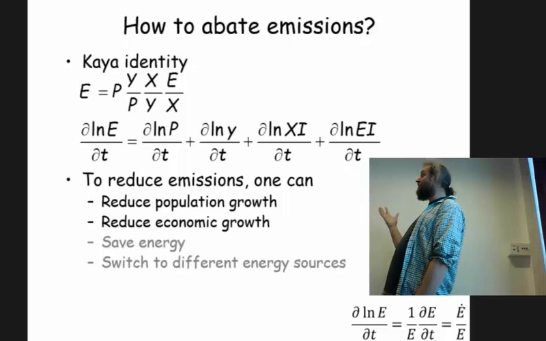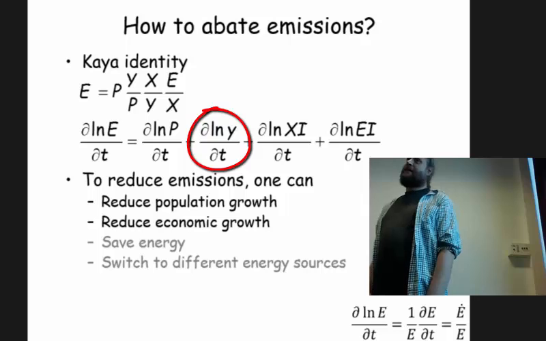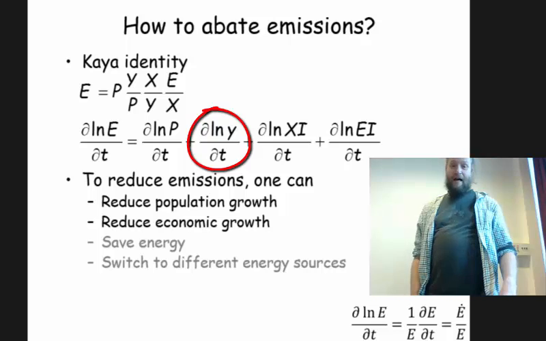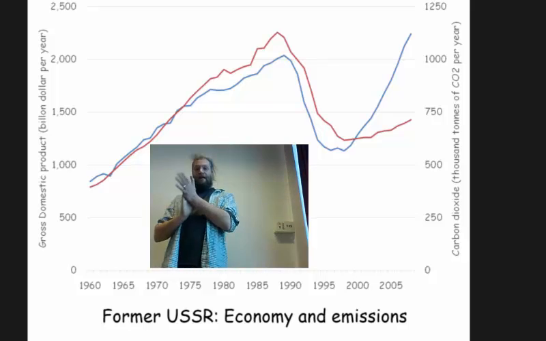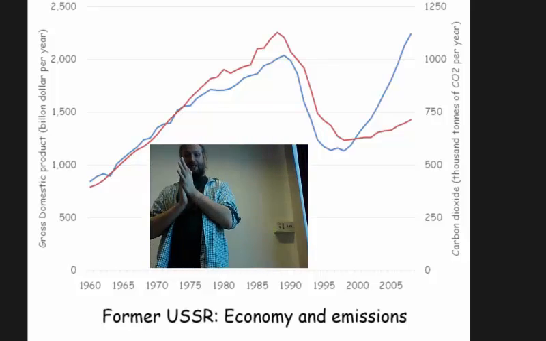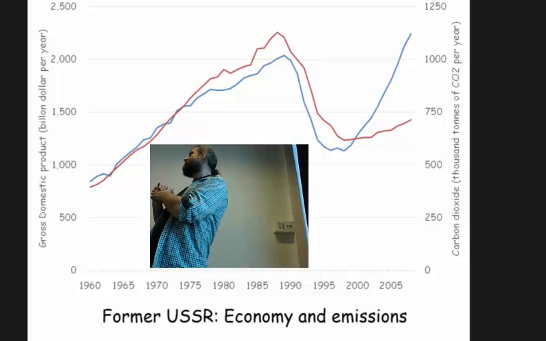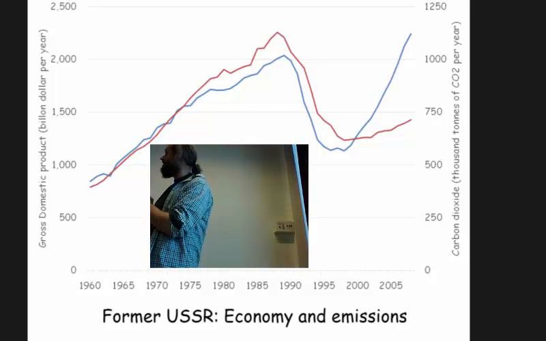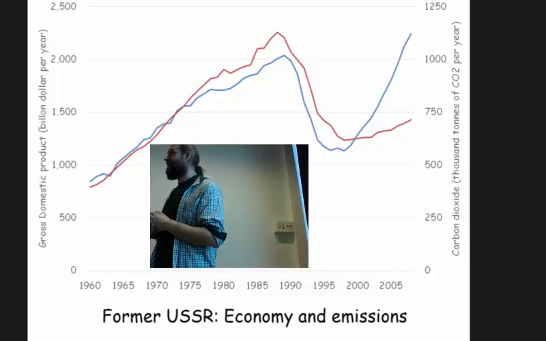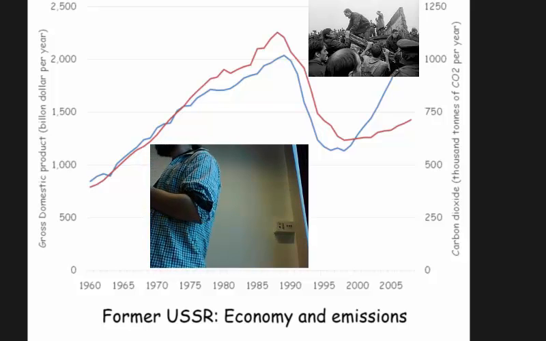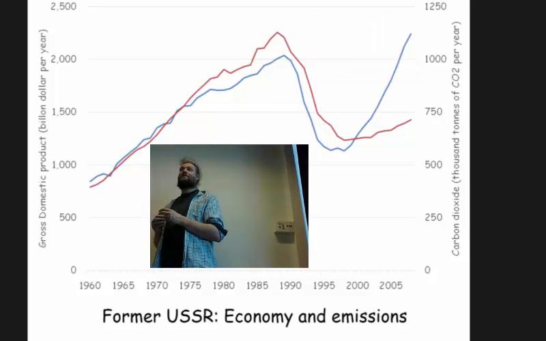The second option in this equation is to reduce economic growth. It's a very effective policy. You're looking at here in blue GDP in the former Soviet Union, and in red you're looking at carbon dioxide emissions from the same places. And what you see is that if the economy dives, as it did after the wall came down, emissions tend to come down as well.